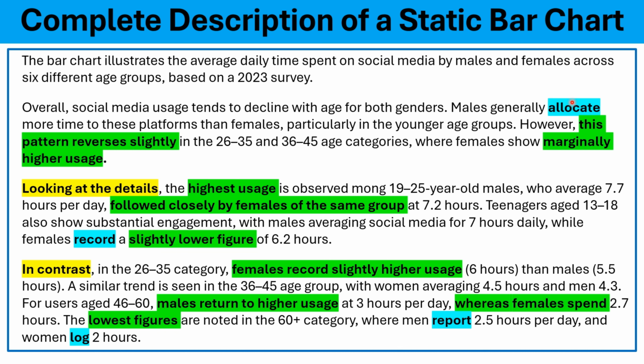Turquoise marks the data reporting verbs used instead of repeating the word spend. The description uses other verbs like allocate, record, log, and report. These features help make the writing organized, clear, and varied. Finally, in the description, you may also have noticed that the present simple tense is used throughout. For example, in the body paragraphs, you can find verbs such as allocate, show, average, spend, record, and log.